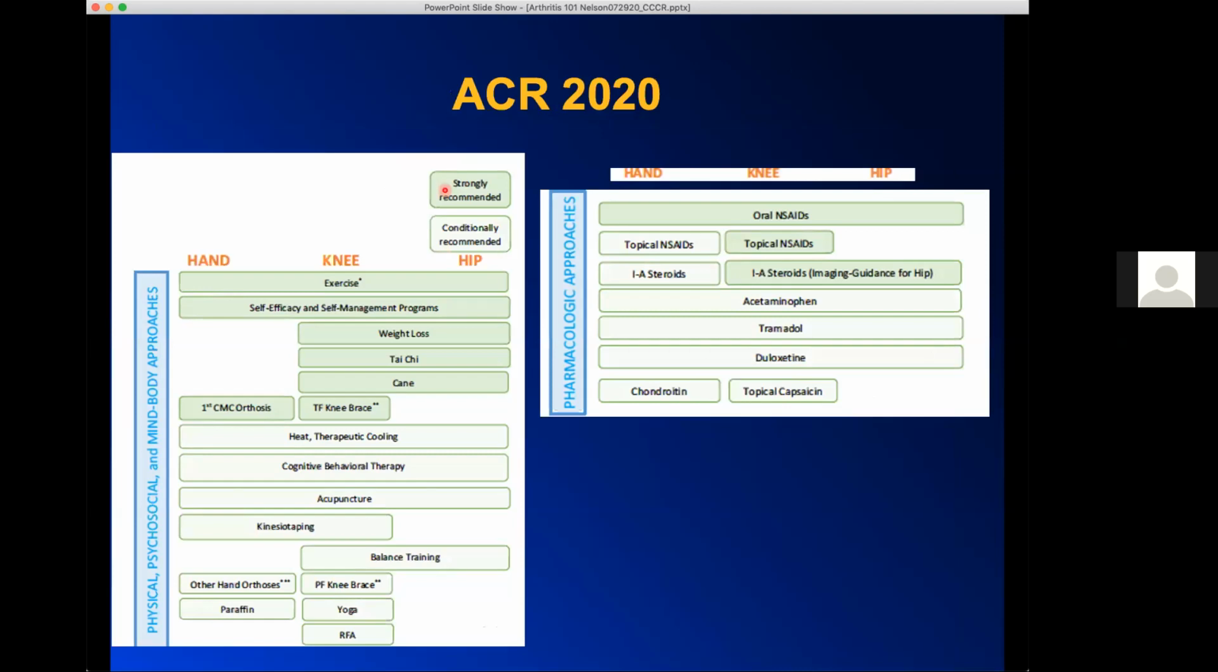These are the new American College of Rheumatology guidelines. And so same kind of idea. Here we're looking at the physical, psychosocial, and mind-body things, so the non-pharmacologic approaches, pharmacologic over here, hand, knee, and hip across the top. And these are just the strongly or conditionally recommended interventions. And you can see again that exercise is really recommended across the spectrum, regardless of anything else that's going on, because it's very beneficial. Self-efficacy and self-management don't have a huge effect, but there's certainly a positive effect with no risk. Weight loss, I mentioned, also Tai Chi, cane use when needed, or other walking aids, certain types of braces.